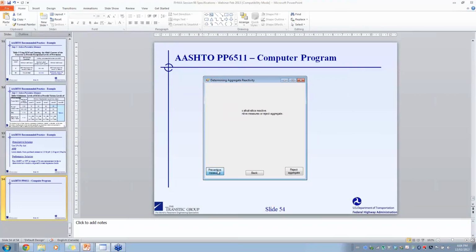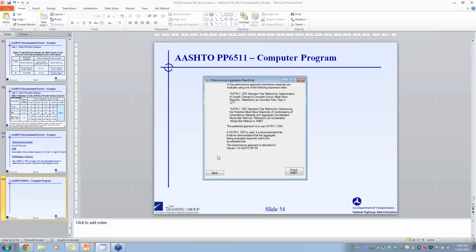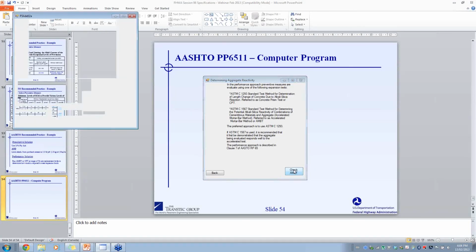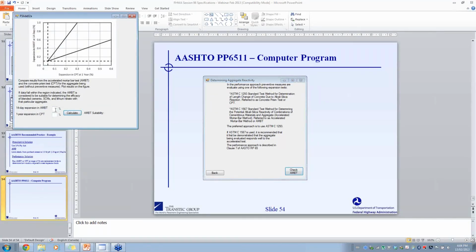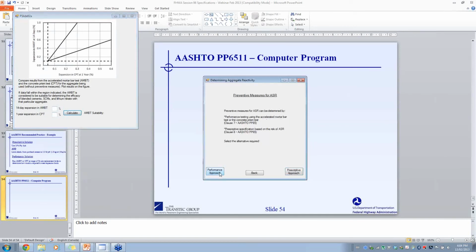So let's say we accept preventive measures. If we decide to go the performance approach, then basically what it's doing here tells us to run the prism test or the mortar bar test. It allows you to check the mortar bar test here by putting in the expansions and determining where it falls. So that's simply all the performance test does.